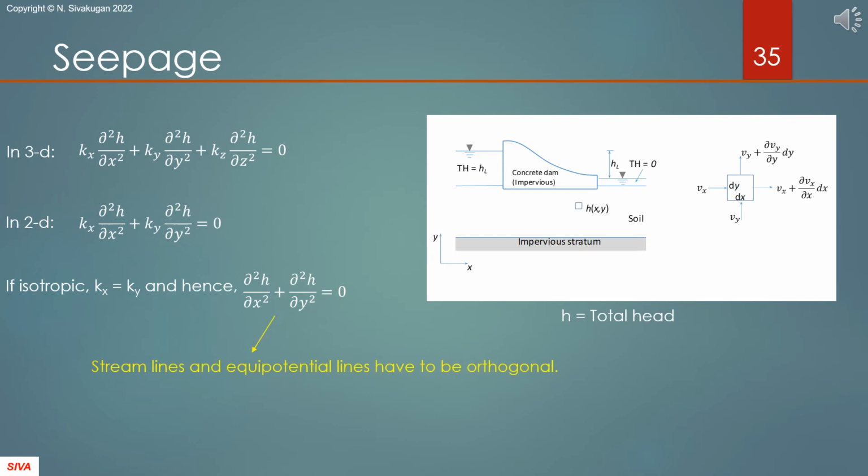These are the governing partial differential equations for seepage in 2D and 3D. In 2D, if the soil is isotropic, the permeability is the same in all directions and hence Kx equals Ky, and we have Laplace's equation, which implies that the streamlines and equipotential lines are perpendicular.